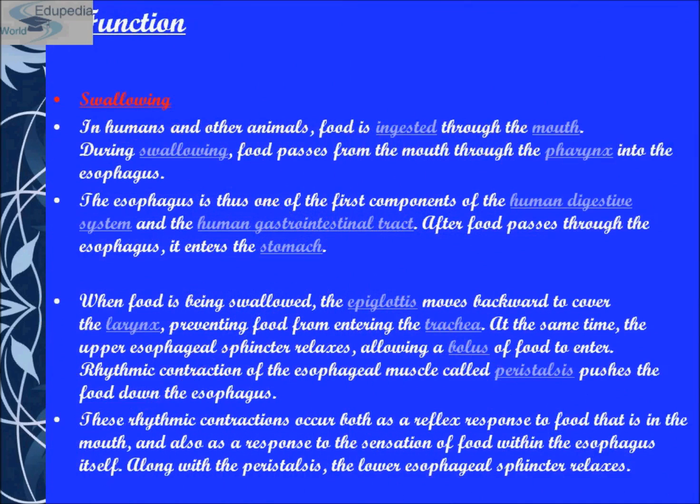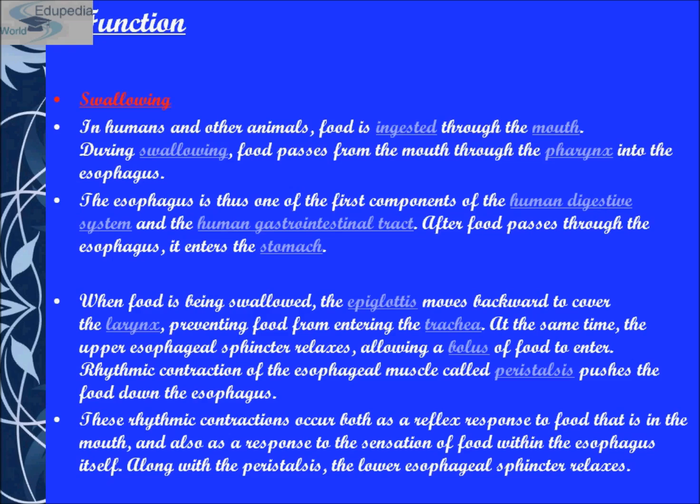Now we'll study functions of the esophagus in detail. First function is, of course, swallowing. Okay? In humans and other animals, food is ingested through the mouth. During swallowing, food passes from the mouth through the pharynx into the esophagus. The esophagus is thus one of the first components of the human digestive system and the human gastrointestinal tract, that is GIT. Okay? After food passes through the esophagus, it enters the stomach.